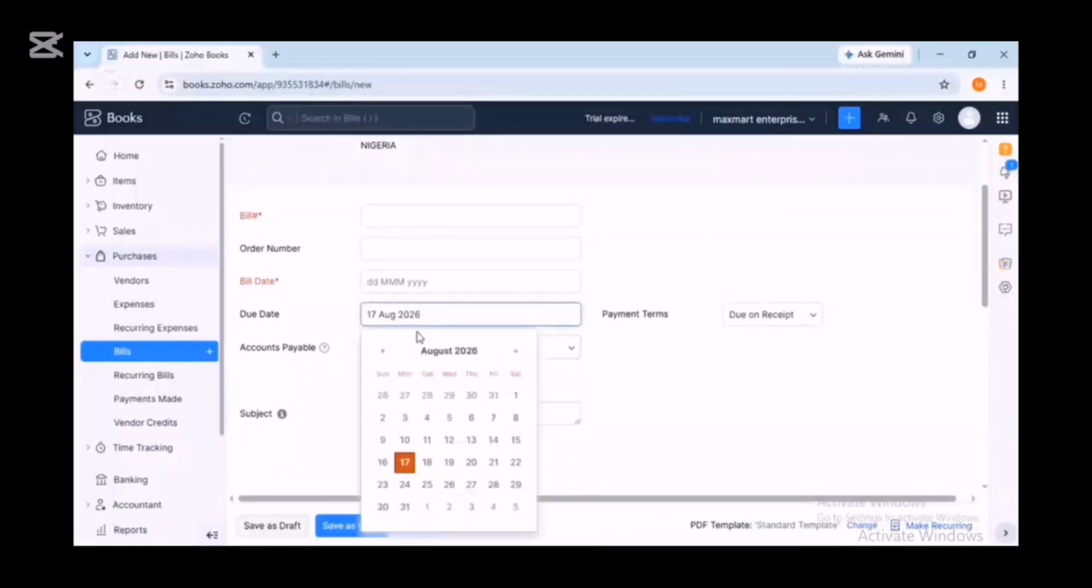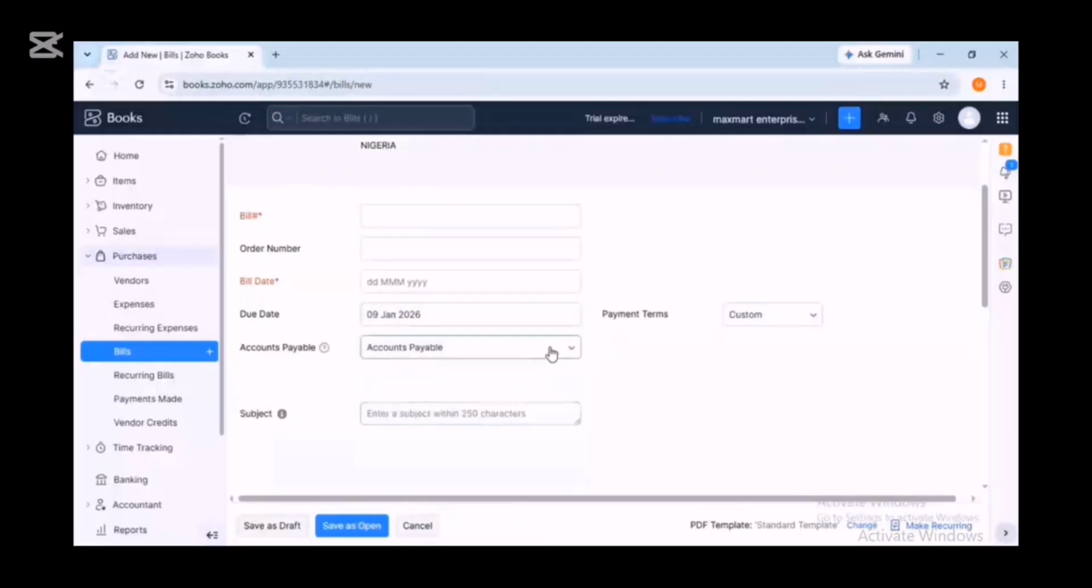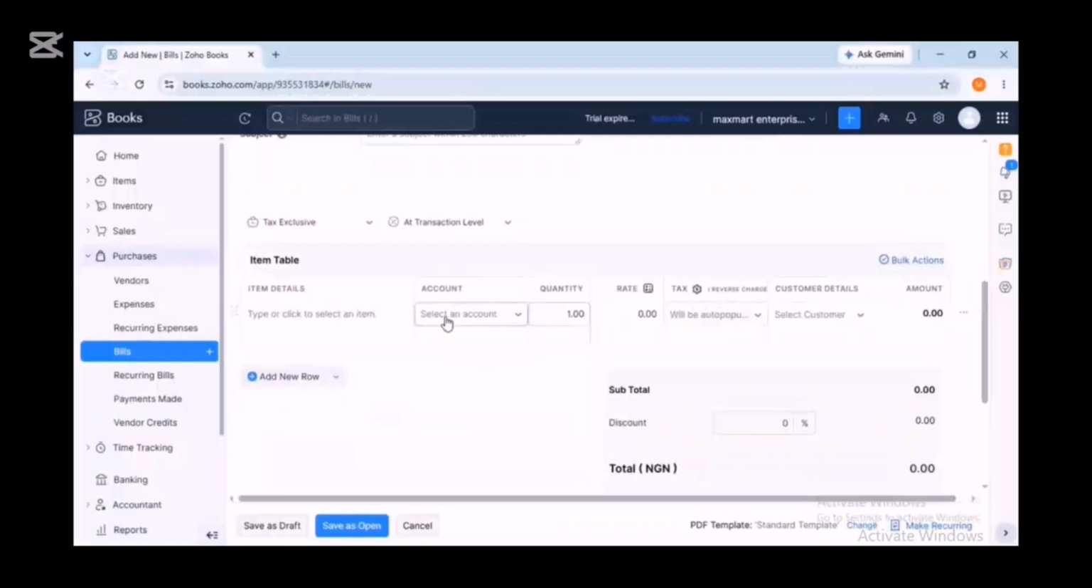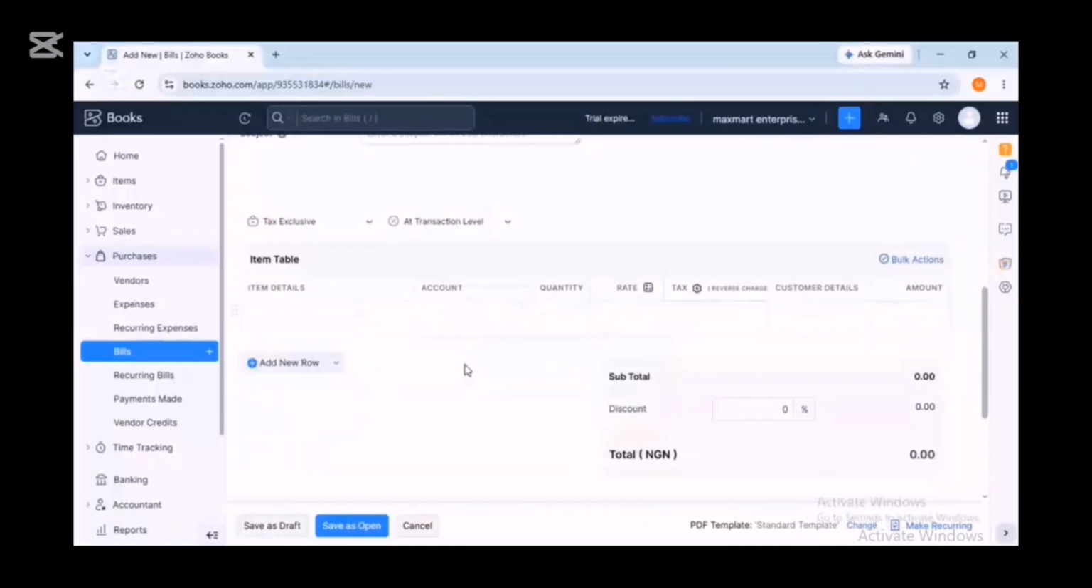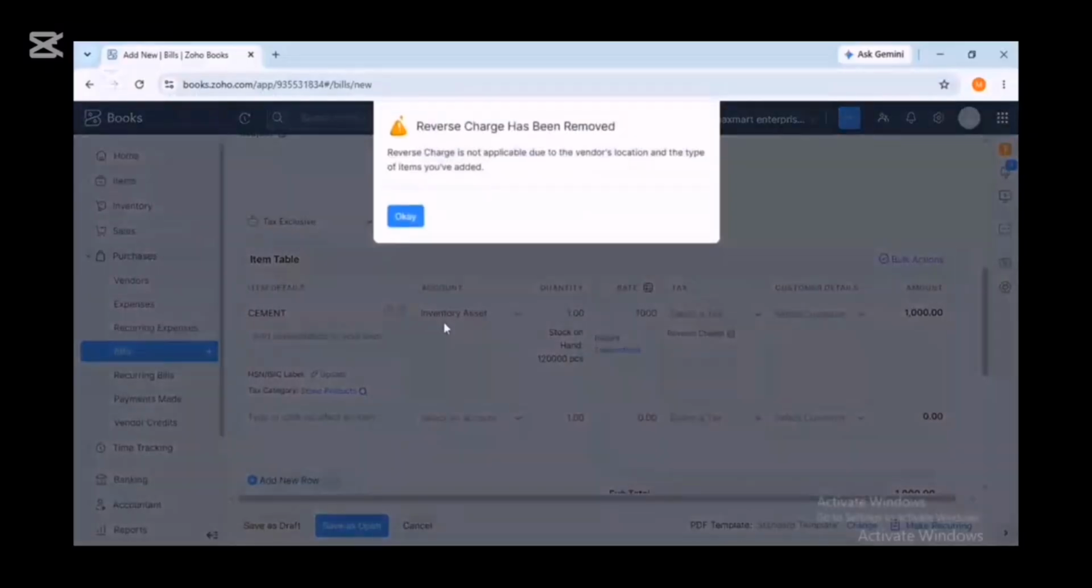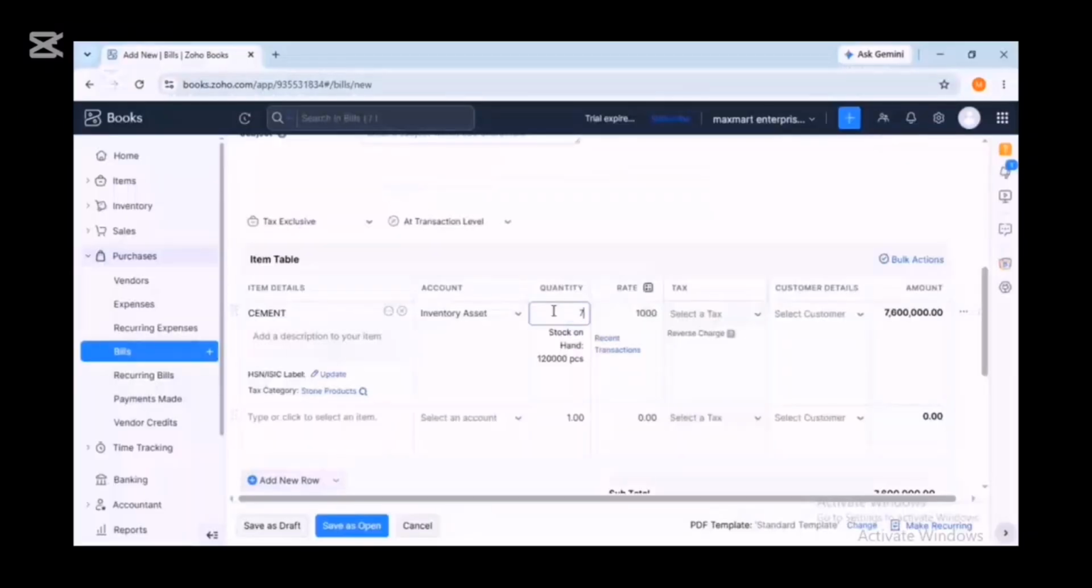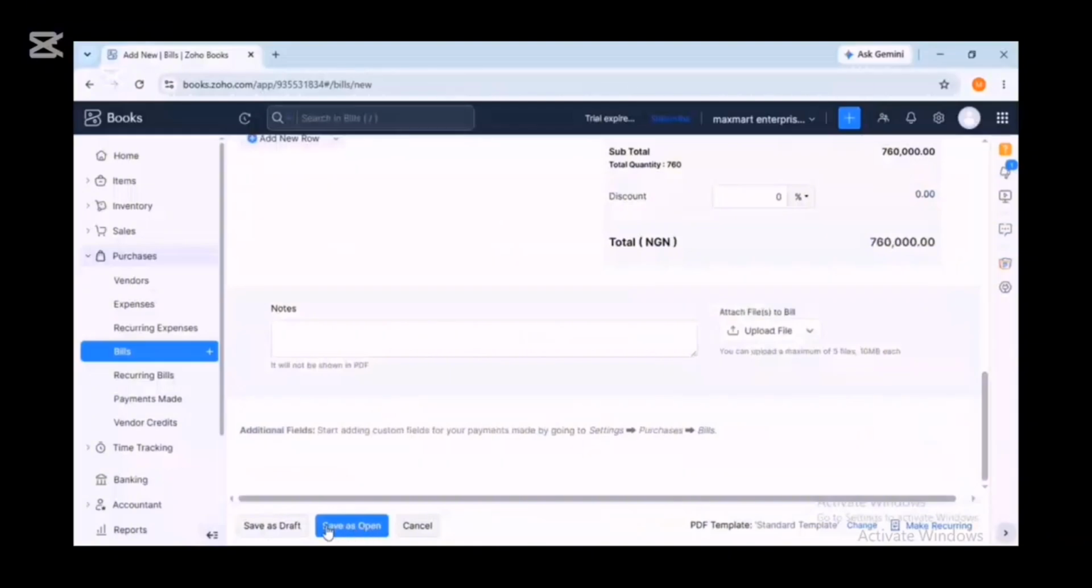So let's set up the date, let's backdate. Let's put it January 9. So the item, cement. Let's select the quantity we got from here. Okay, it's right up there, 760. Let's save up.